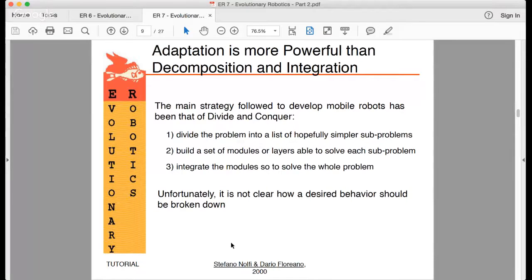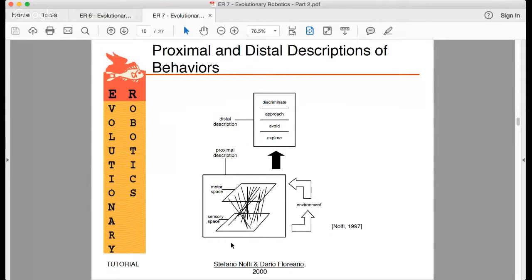All right. Proximal and distal descriptions of behavior. The main reason for which it is difficult to break down a desired behavior into simpler pieces is that behavior is not only the result of the robot's control system, but the result of the interaction between the robot and the environment. To better understand this point, it is useful to distinguish two ways of describing behavior.